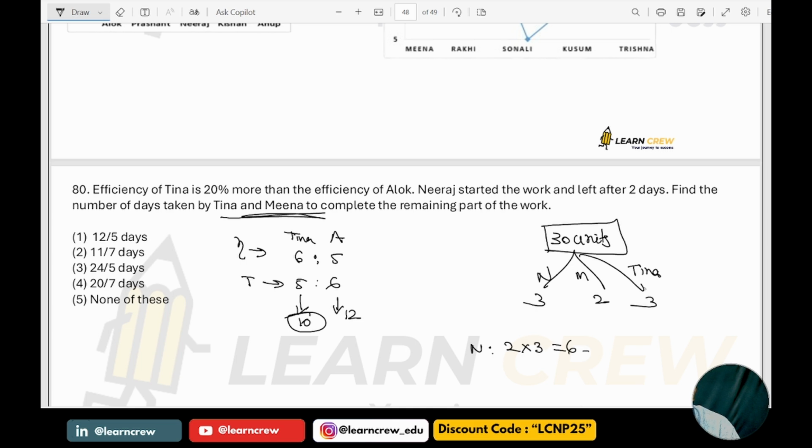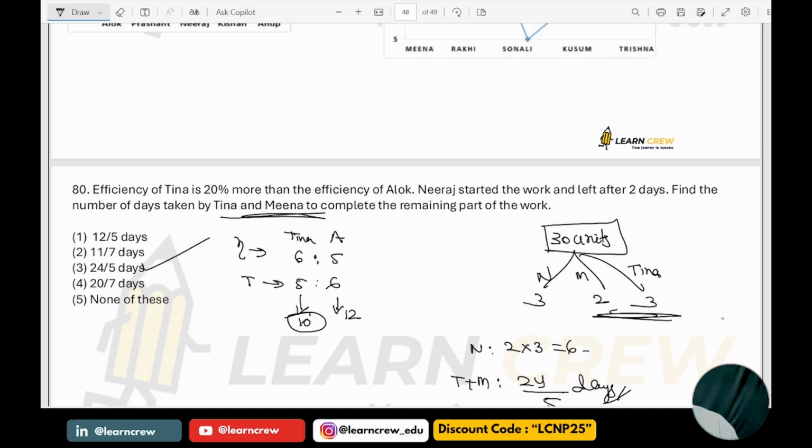Tina and Meena together have to do remaining 24 units. The capacity of them is 5 per day. So 24 by 5 days it will take to complete the remaining work. So answer is option 3. Option 3 is the correct answer.